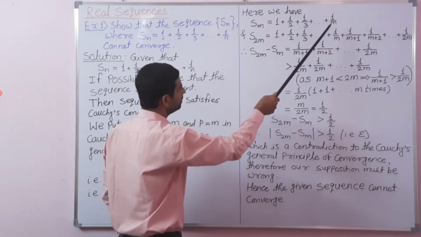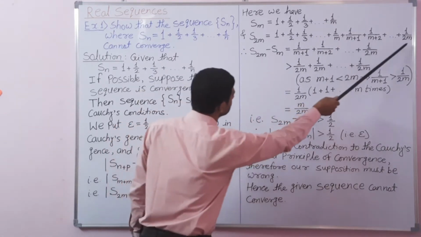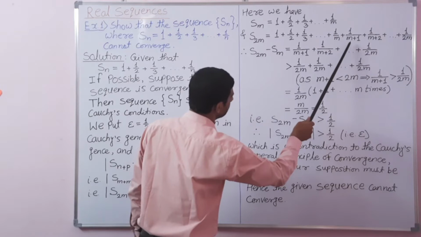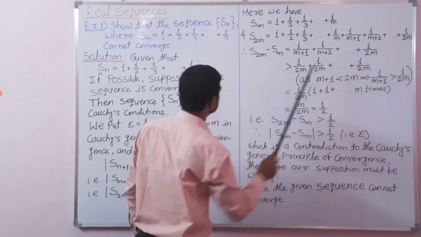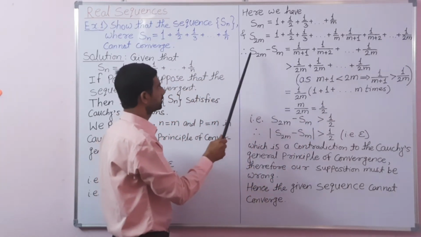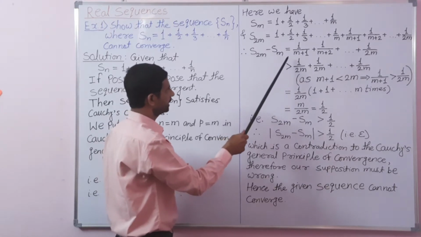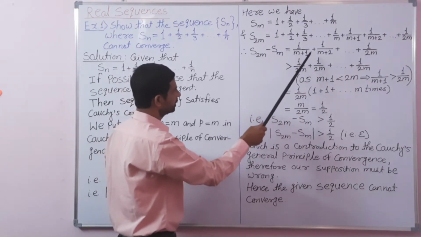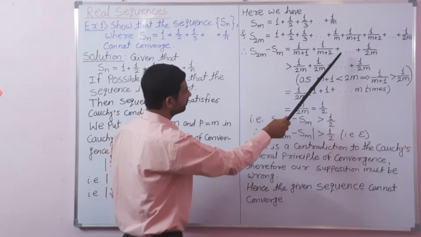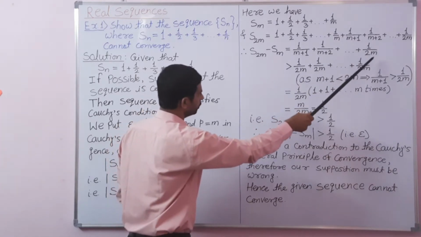And we will be left with only these terms, from 1 upon m plus 1 up to 1 upon 2m. So therefore we obtained S2m minus Sm as equal to 1 upon m plus 1 plus 1 upon m plus 2 and so on up to plus 1 upon 2m.